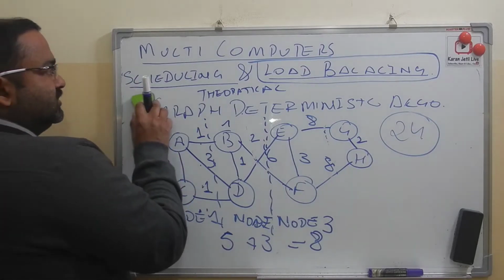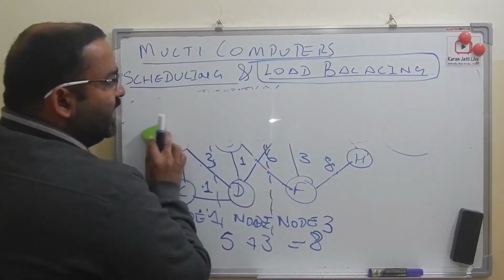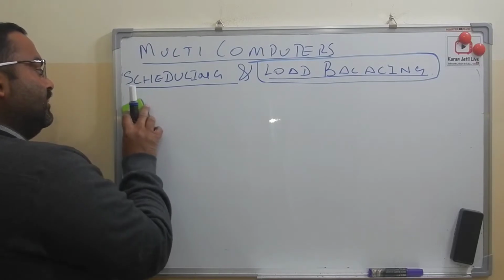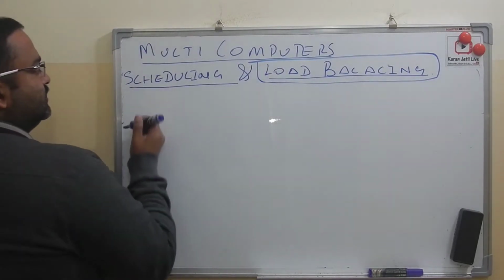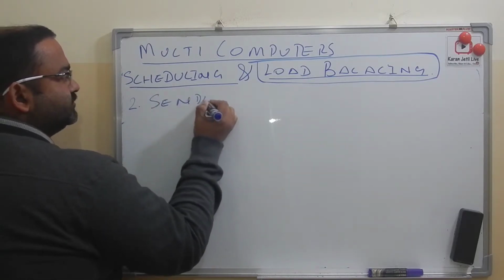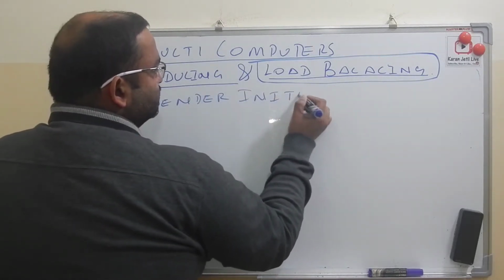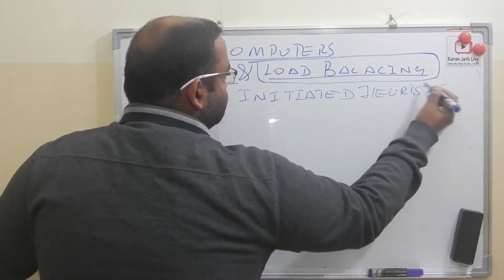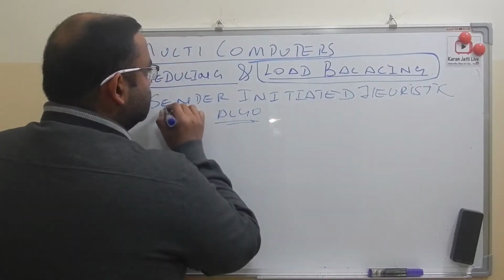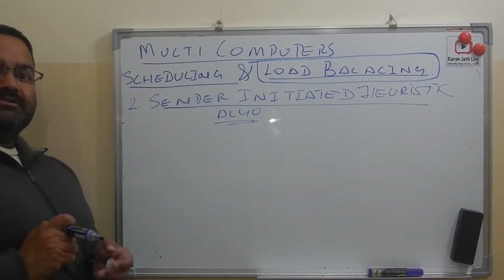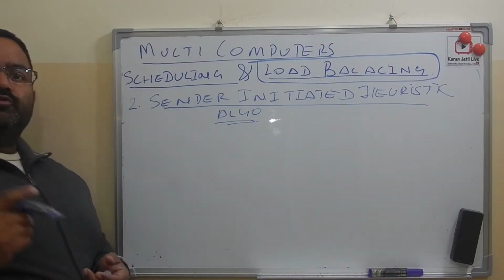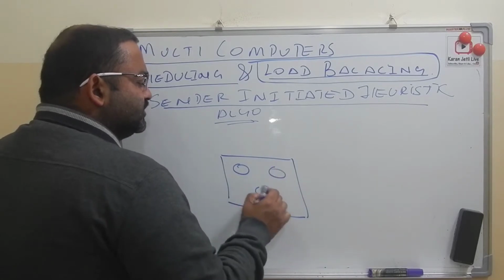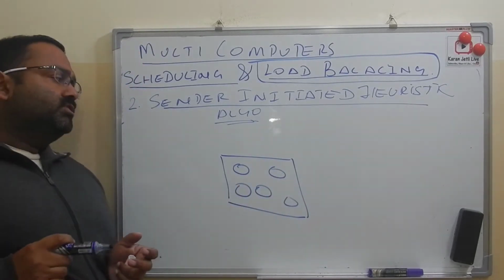The second approach for load balancing is called the sender initiated heuristic algo. Now in this approach, what happens? Suppose we have a node. That node has many processes which it is executing, and that node is overloaded.